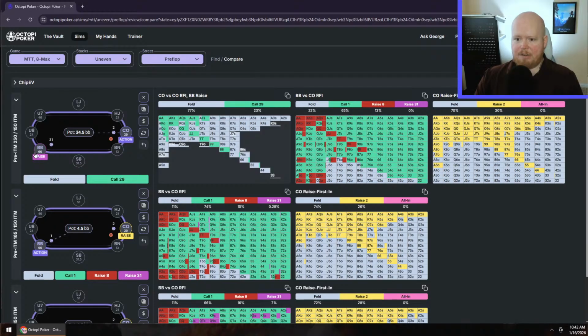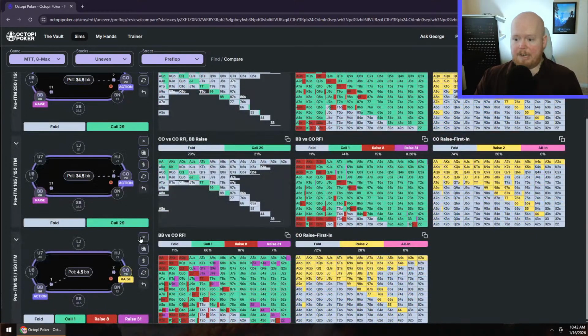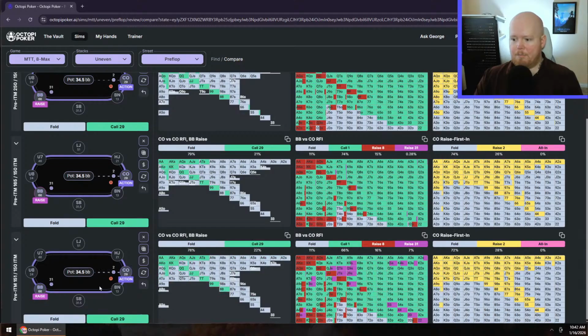So you can see here, if in soft ICM, they would still call off 23%. With 16% left, they would call off still 21%. And then here on the stone bubble, they're only able to call off 22%, even though the big blind is shoving with quite a lot of hands, bunch of reasonably weak hands, right? So there's a back and forth that's going on here.